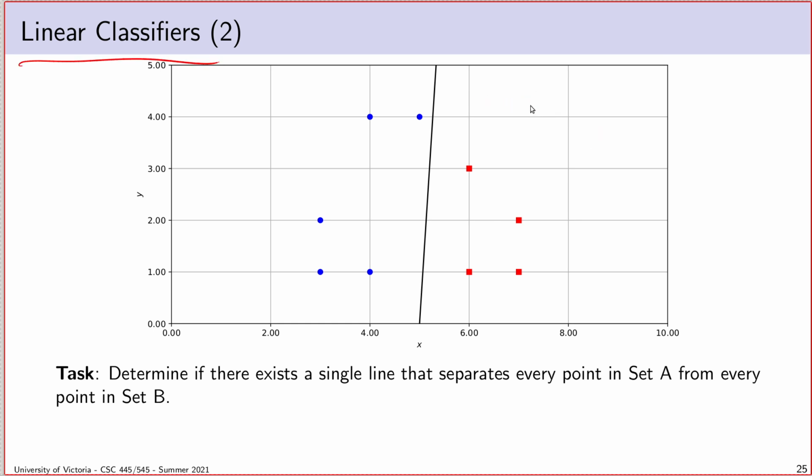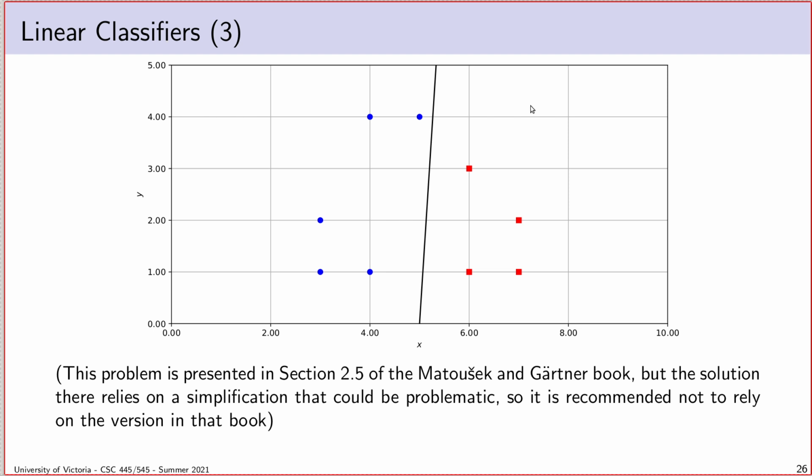So that's our task. I want to decide if there exists a line such that every point in one set is on one side of the line and every point in the other set is on the other side of the line. And of course, that line may not always exist.